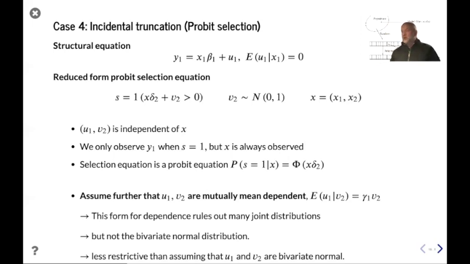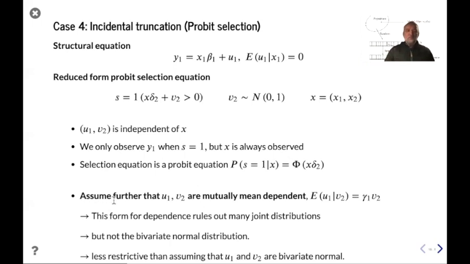So for example, you would observe the education and experience and family background and stuff that explains both the selection and the outcome, also for the people who are not working. Okay, so you also have those variables for the unemployed or self-employed or whatever is excluded from the sample.